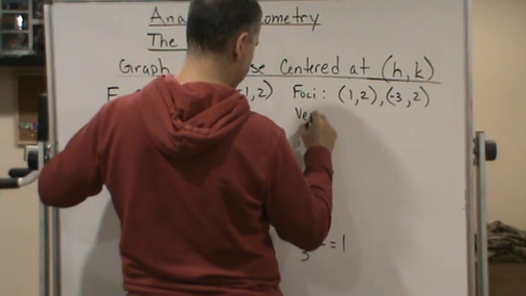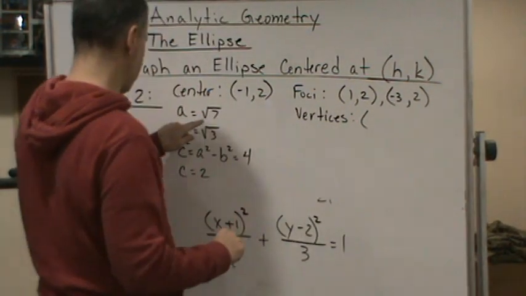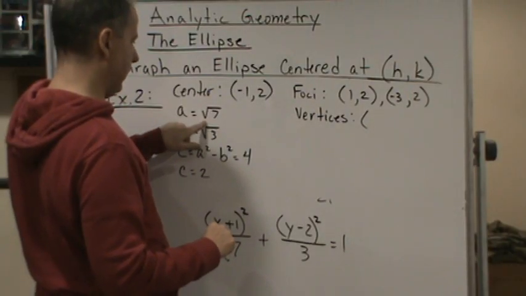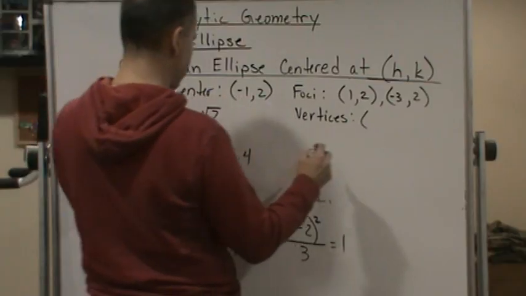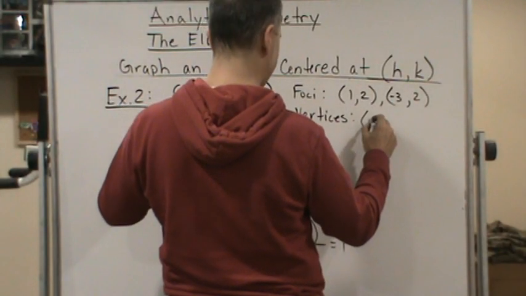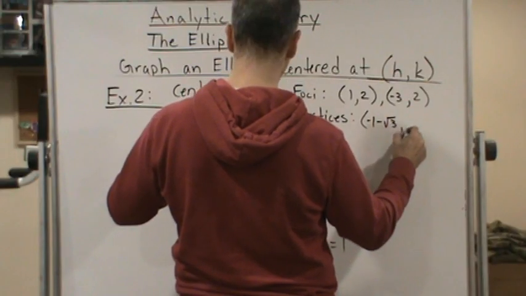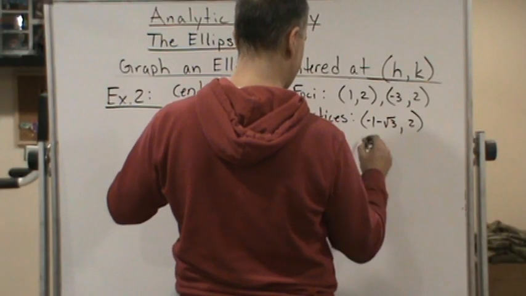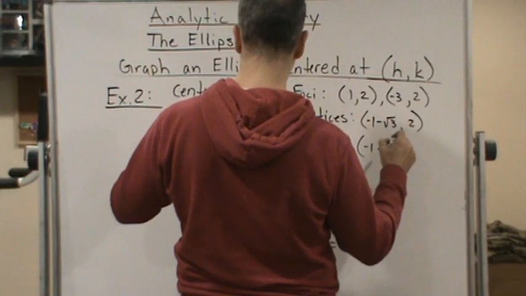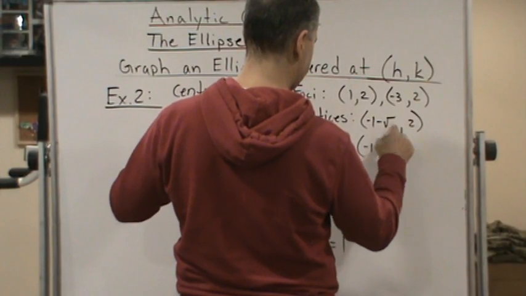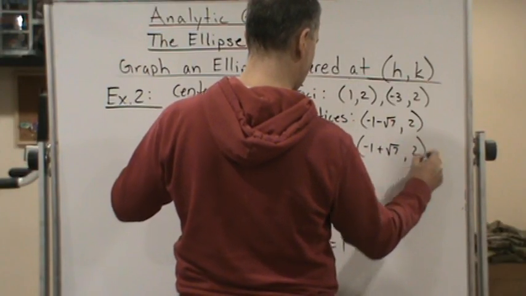Okay. Now, what about the vertices of the major axis? So the major axis vertices are going to be adding this again to the x value. So it's going to be negative 1 minus the square root of 7, comma 2. And it's going to be negative 1 plus, not 3, sorry, square root of 7, comma 2.